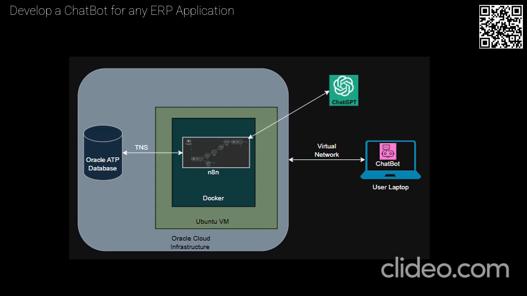But n8n is a cloud-based version. So in order to give that n8n access to this Oracle ATP database, which is another cloud database, we need to do a lot of infrastructure work behind the scenes, right? So to summarize, we need the Oracle ATP database. It could be your on-premise database too, but for this demonstration, I'm just using Oracle ATP database, and then we need an n8n application.